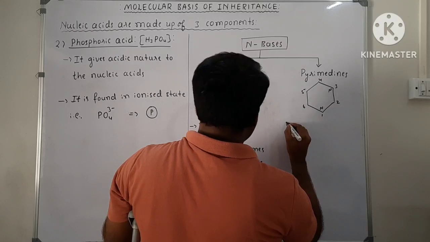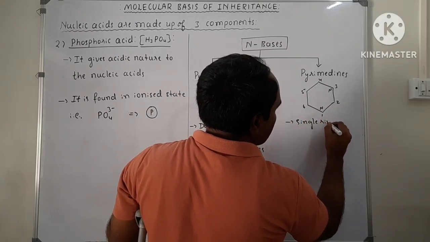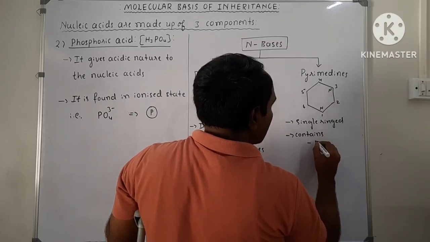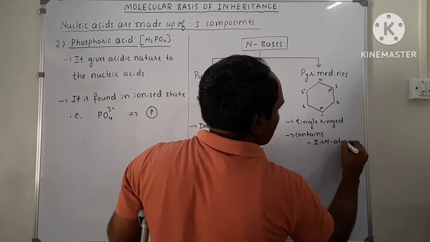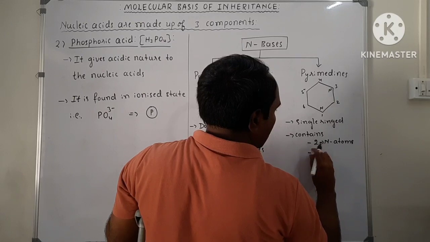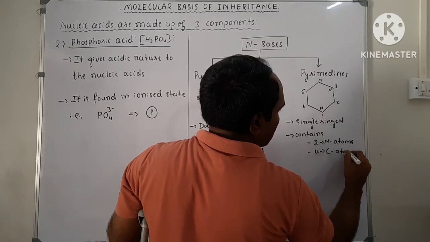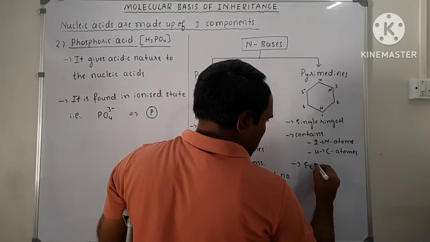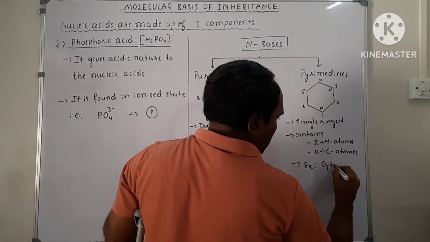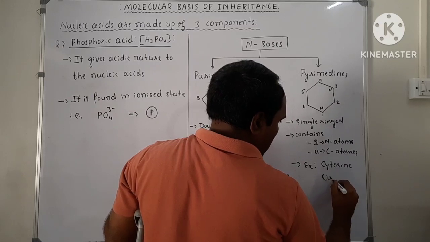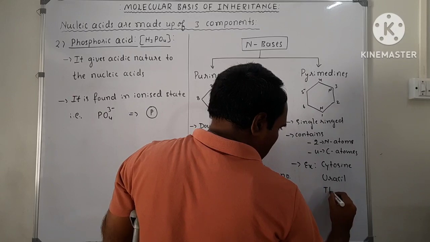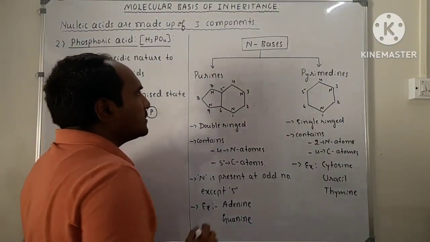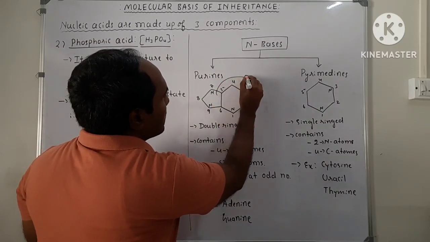That is, it is a single ringed structure and contains what? It contains 2 nitrogen atoms and 4 carbon atoms. Getting my point? Here also nitrogen is present only at the odd numbers except 5. And best examples for pyrimidines are cytosine, uracil and thymine. These are the best examples for pyrimidines. Okay, getting my point? And one more very important thing, the side ring found in the purines, this side ring is called what?